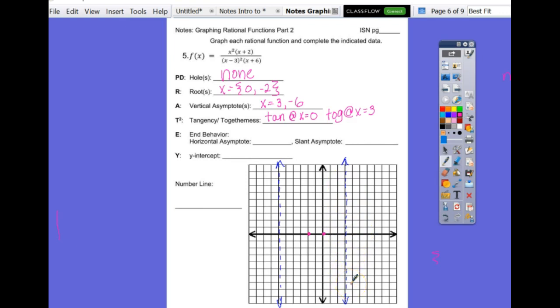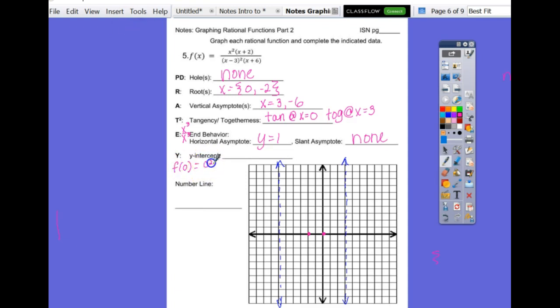Okay, thank you for your patience. So next I want to look at the end behavior. And so the end behavior is I'm going to check the highest exponent on the top and on the bottom. And so I have x squared times x, which is going to give me x to the third. And on bottom, I have x squared times x, which gives me x to the third. These are tied, so I'm going to use the coefficient, which is y equals 1, which means I have no slant asymptote.